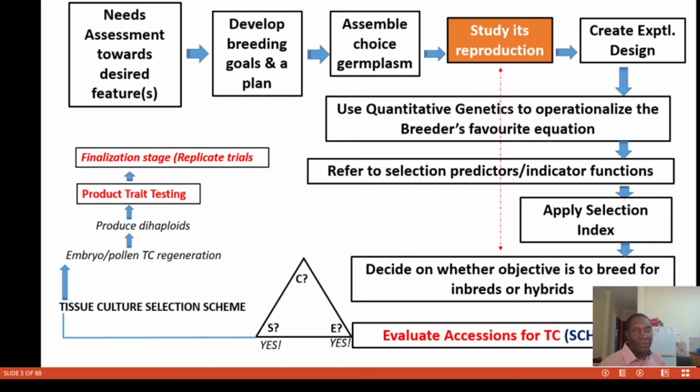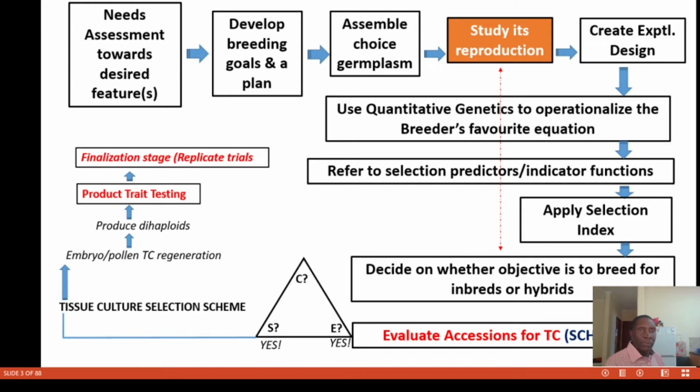crossing the parents. Remember, we have an interest of identifying a number of parental lines that can go into a crossing. As I mentioned before, our intention as breeders is to cross good parents with good parents.